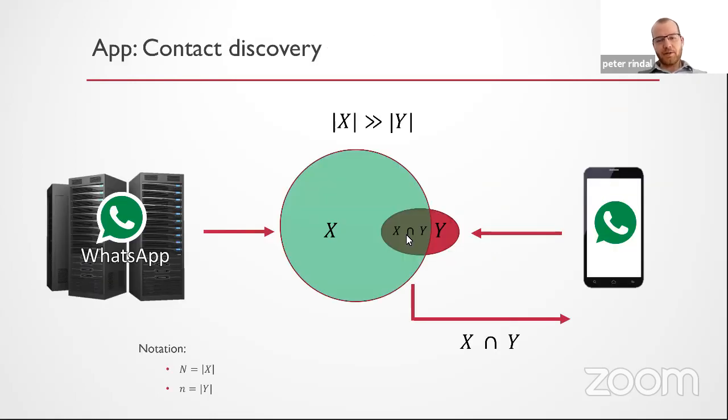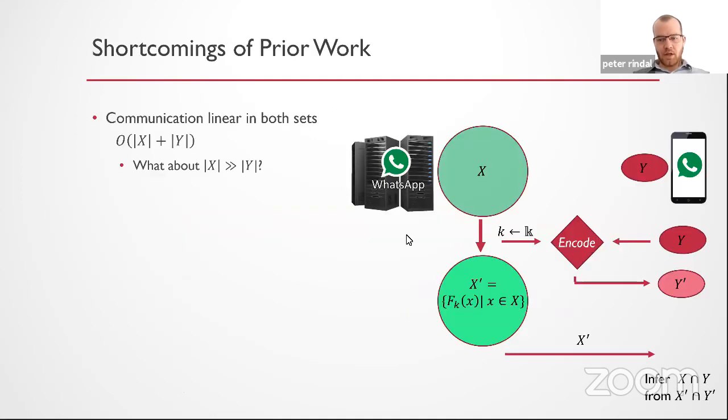Okay, so back to our main application. Why is this scenario with asymmetric set sizes difficult to do using existing cryptographic techniques, apart from FHE? Well, here is a 1,000 mile view of how most PSI protocols work.